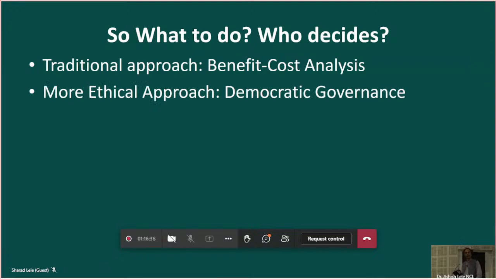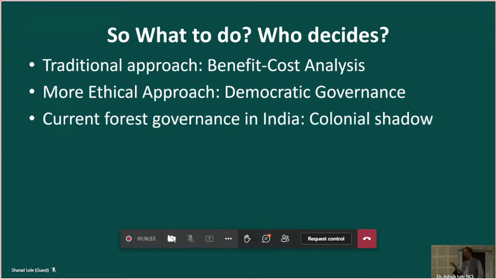And a more ethical approach then is democratic governance. And I don't mean democratic governance only in the sense we understand it today in our country, which is people who vote once in 5 years to elect some people at the state and central government, and then they supposedly decide on our behalf, but a much more decentralized and democratic form of governance, where it is not the colonial shadow of forests belonging to the state and then communities being on sufferance and allowed to occasionally enter the forest, usually by bribing the forest guard and so on.